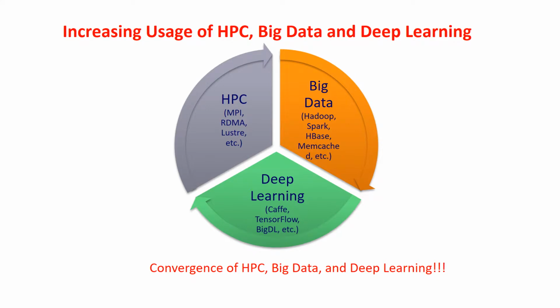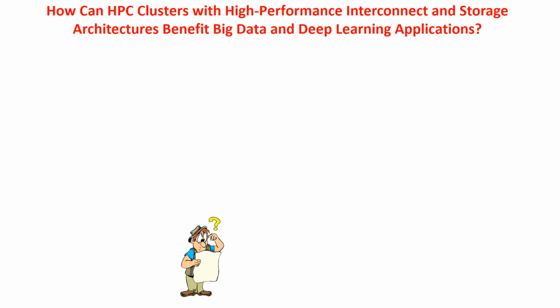While we are looking at accelerating big data, we also see an increasing trend in the community going from HPC to big data to deep learning. This is where increasing usage is taking place in all these three disciplines. And at the same time, a lot of things are also happening with respect to the convergence of these areas.